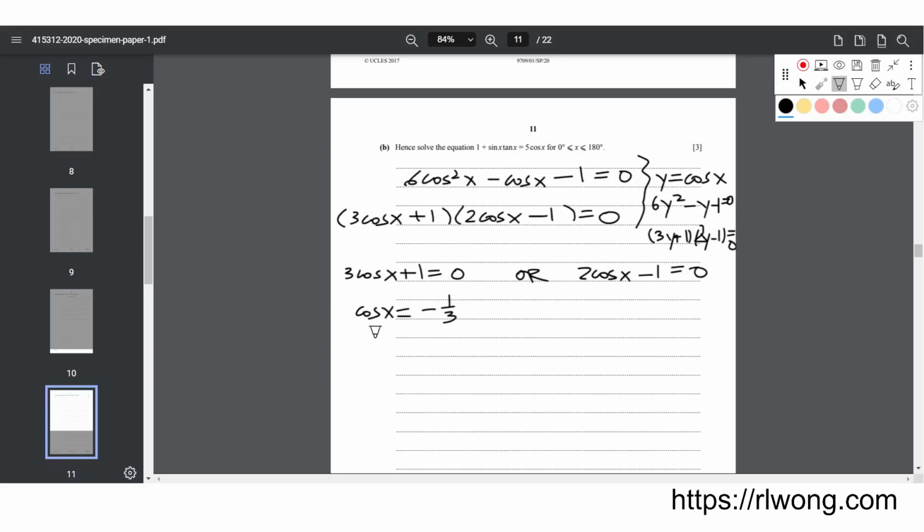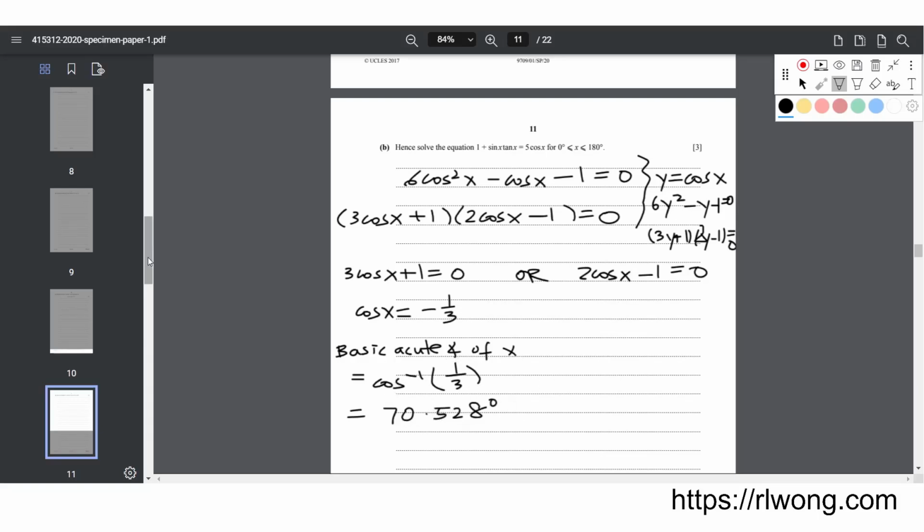So once I've written something in the form of trigo ratio of angle equals to a value, the next step is to find the basic acute angle. So when you find the basic acute angle, you ignore the negative sign. So it's cosine inverse 1/3. Make sure that it is in degree mode because this is in degree, okay? So you get a basic acute angle of 70.528 degrees.